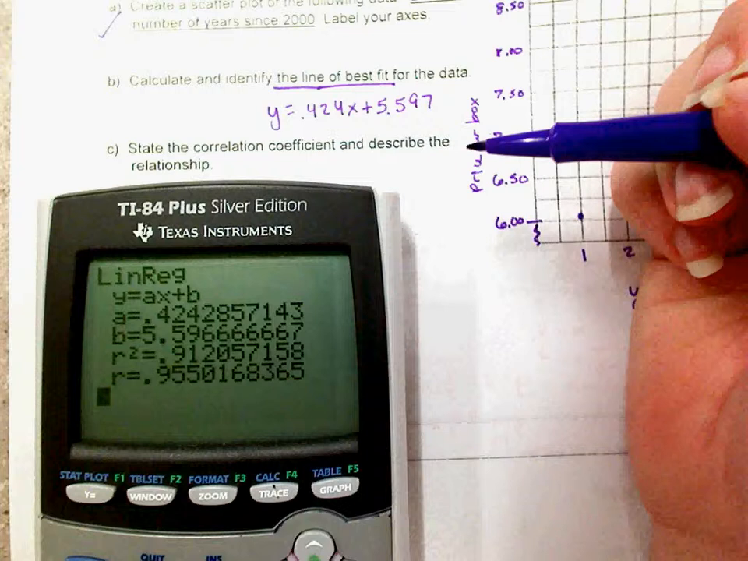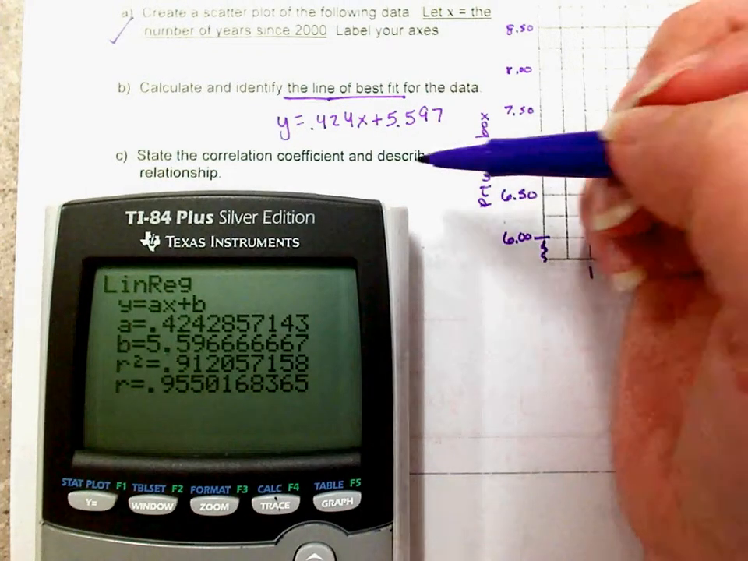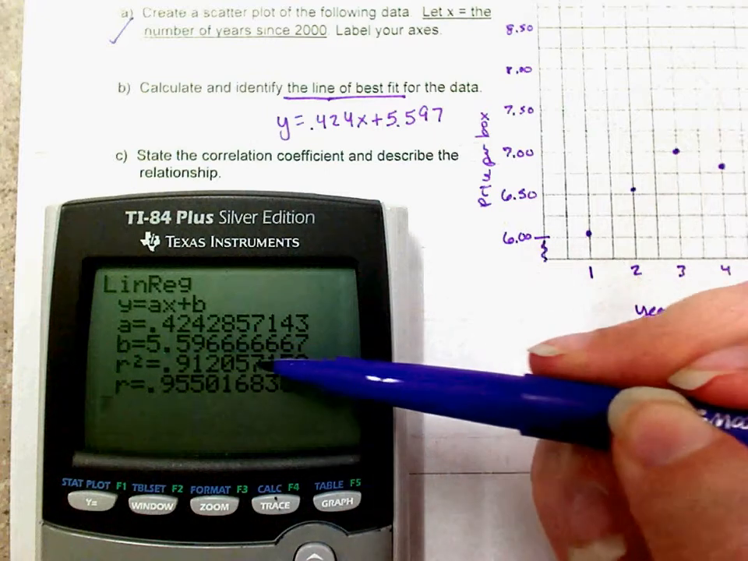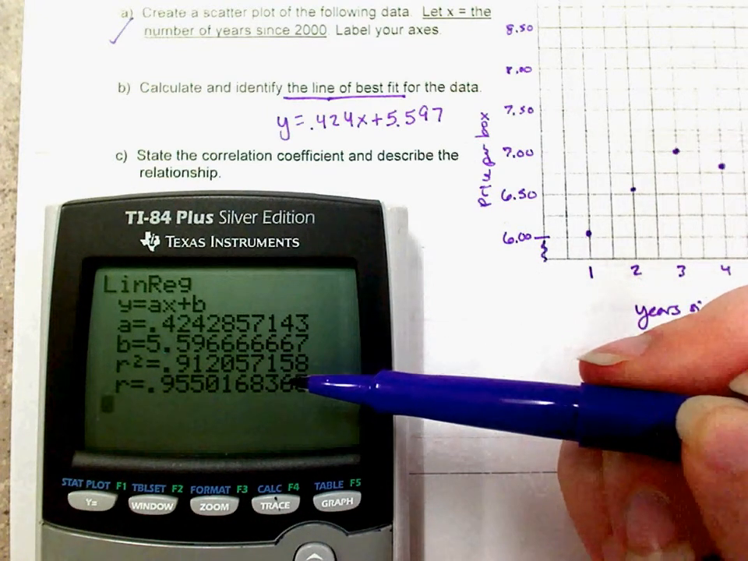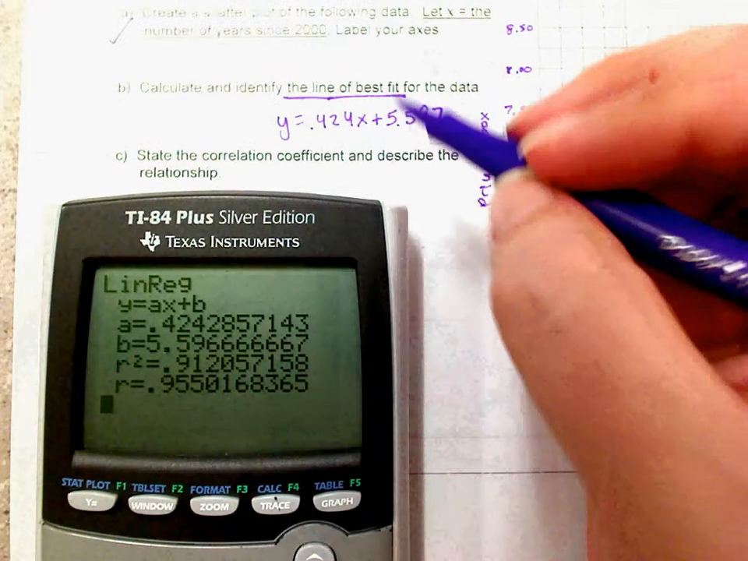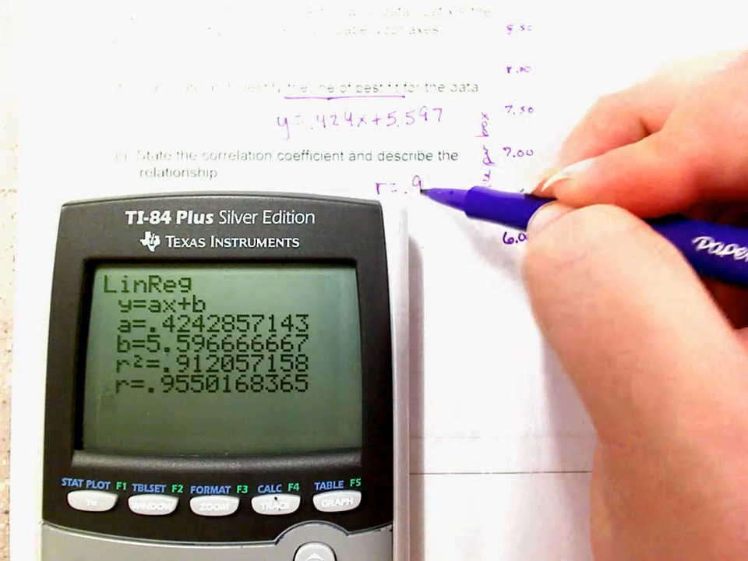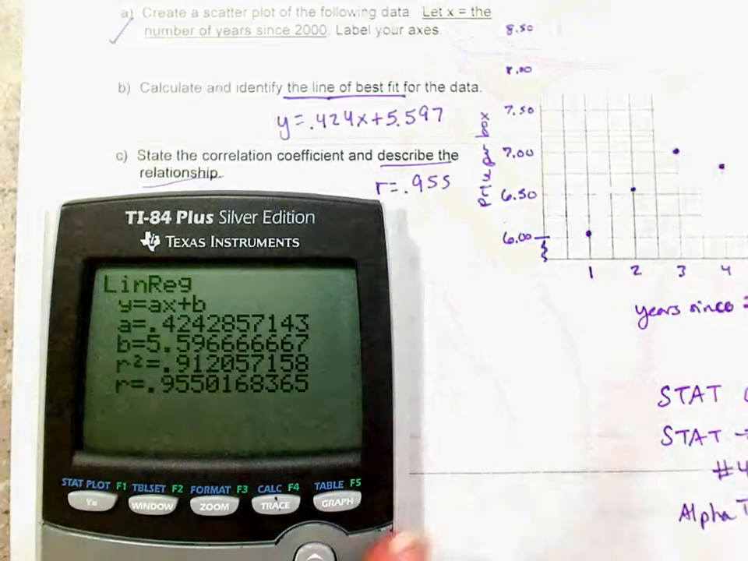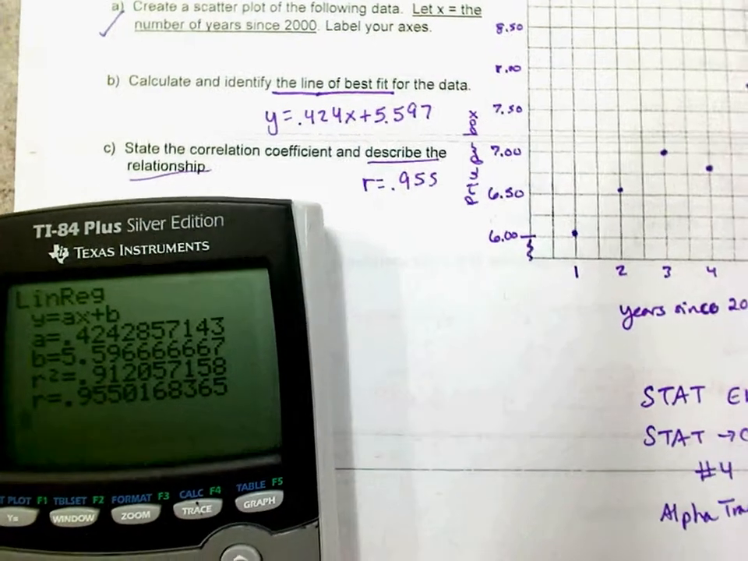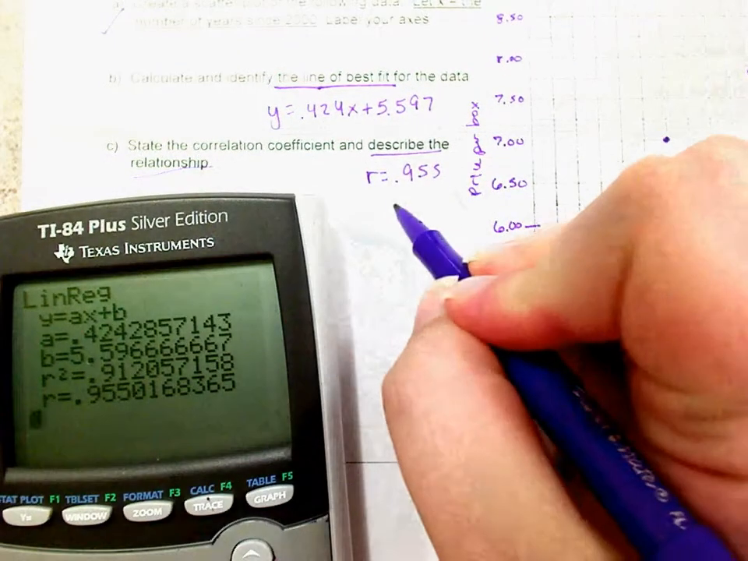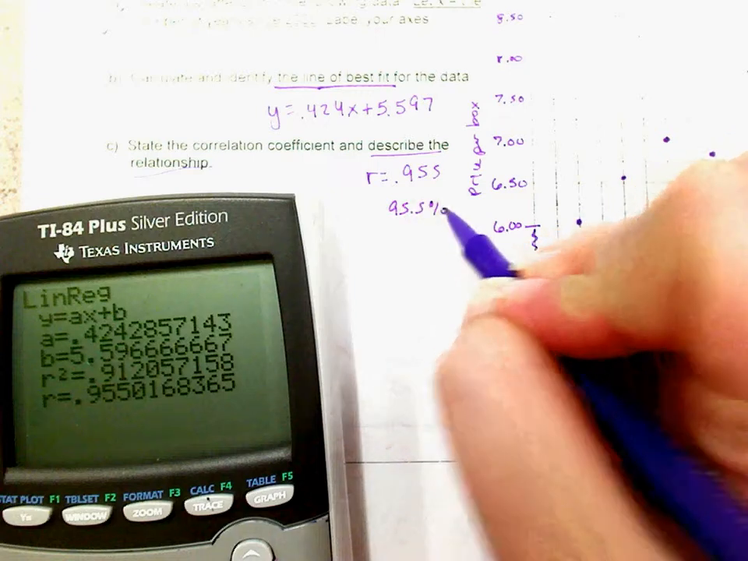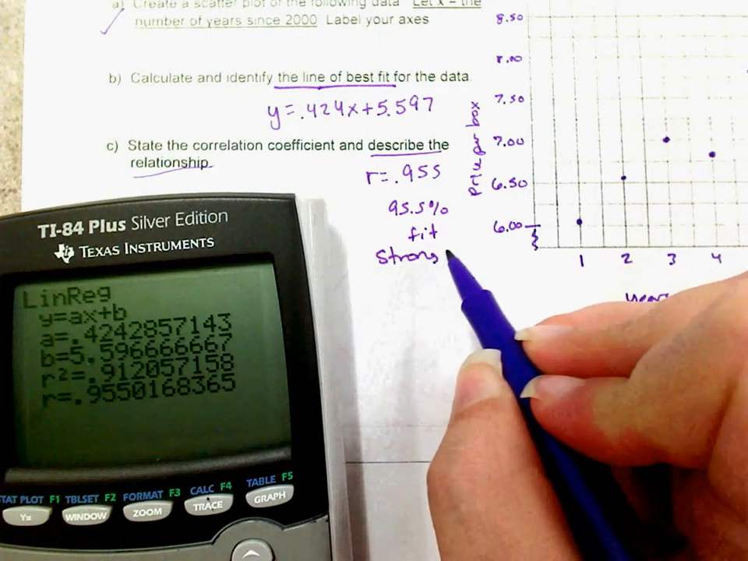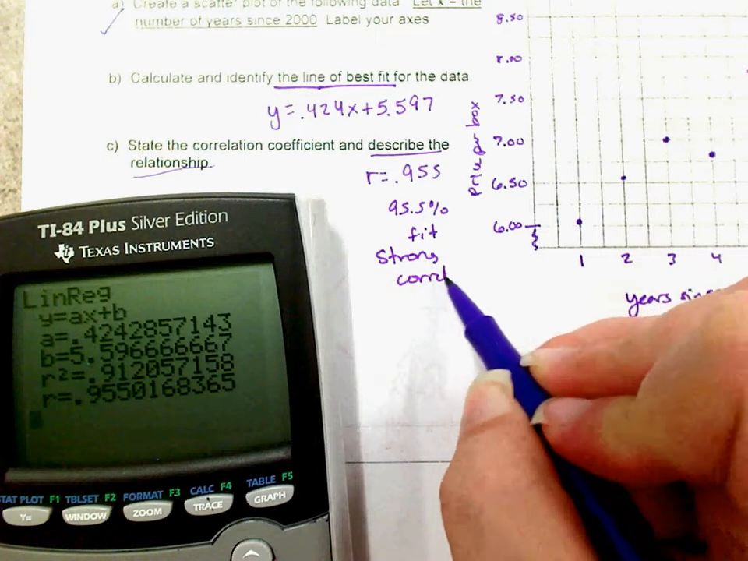It says state the correlation coefficient and describe the relationship. I have never talked about R squared, so do not write down R squared. It's R. It's the bottom one. R equals 0.955, and it says describe the relationship. Well, some of you said that's a strong fit, and that's what I want to see. Some of you said that's a 95.5% fit. Good. Okay, that means it's a strong correlation between the years and the price of the oranges, okay?